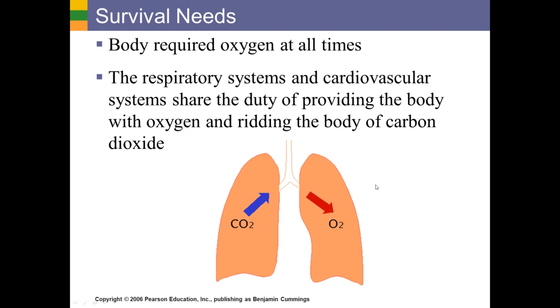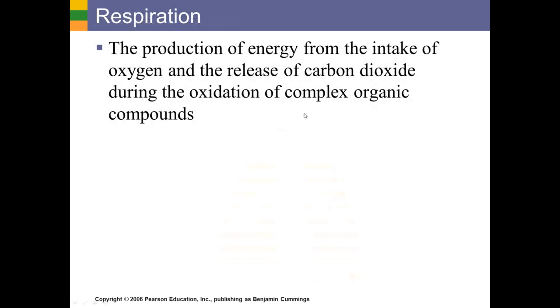Now, the respiratory system oxygenates the blood and removes the carbon dioxide. Then the cardiovascular system has to transport the oxygenated blood from the lungs to the tissues and the deoxygenated blood, which is high in carbon dioxide, to the lungs. So the cardiovascular system and the respiratory system work together to provide oxygen to all the tissues of the body and to remove carbon dioxide.